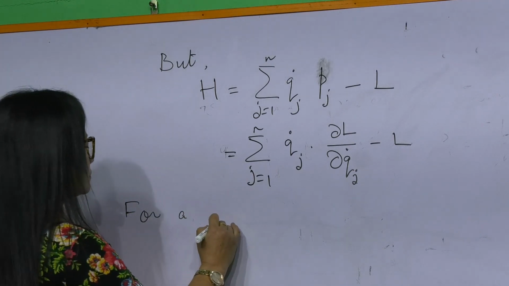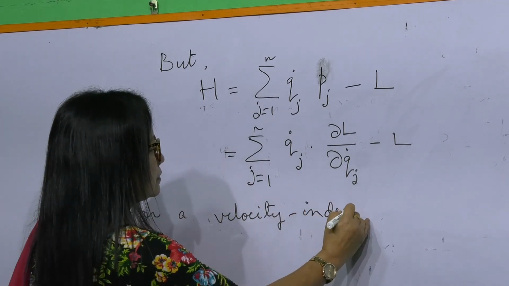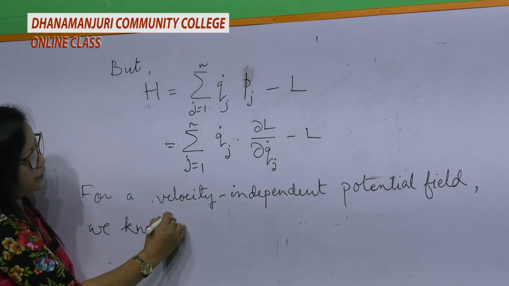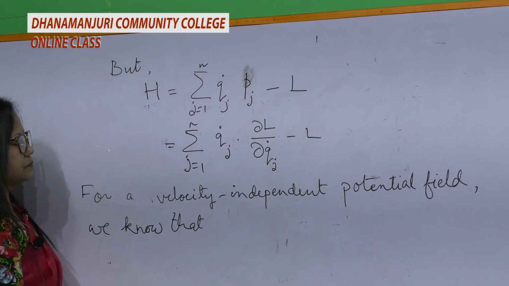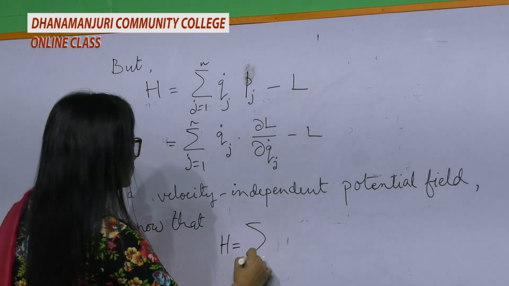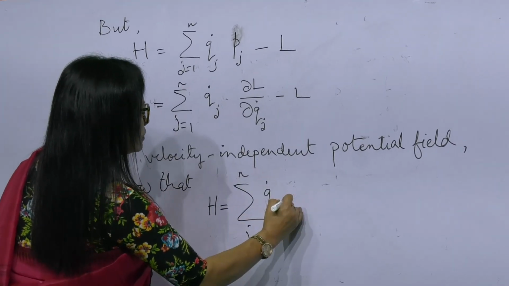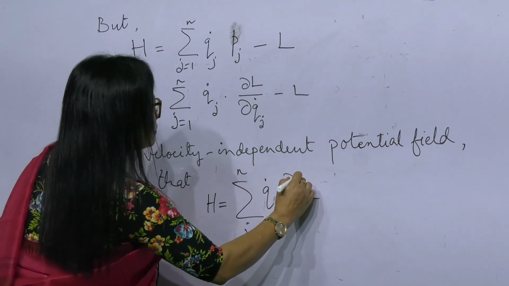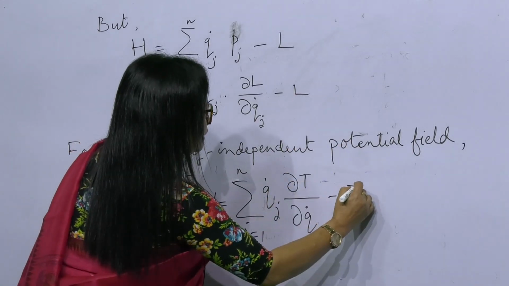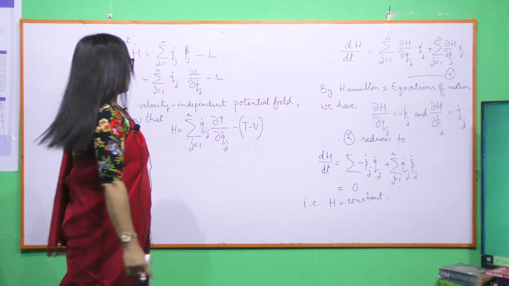For a velocity independent potential field, we know that H is equal to summation j ranging from 1 to n Qj dot, instead of del L, we can substitute del T divided by del Qj dot, minus, instead of L we can write T minus V, where T is the kinetic energy and V is the potential energy.